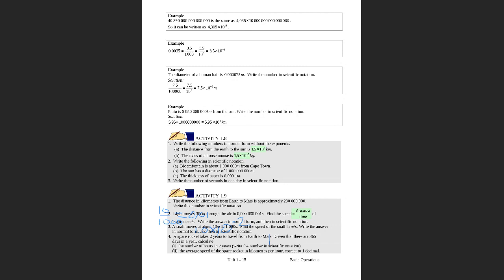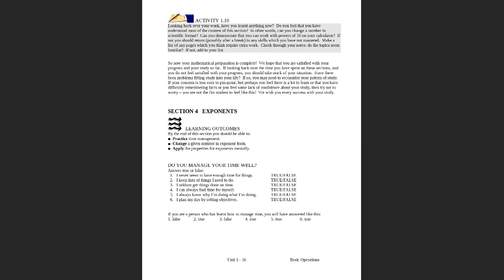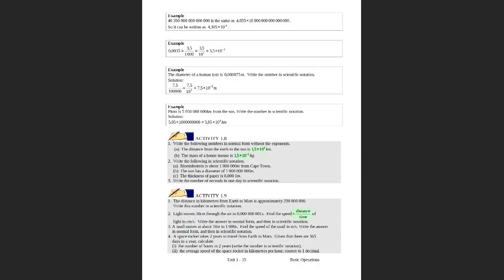Okay, let's go on. Now, the next one says this, that a space rocket takes 2 years to travel from Earth to Mars. Please, there was someone who was asking about this question. I don't know whether it's the same question. There was somebody who was asking about question 1.1, the last one. Now, it says that a space rocket takes.